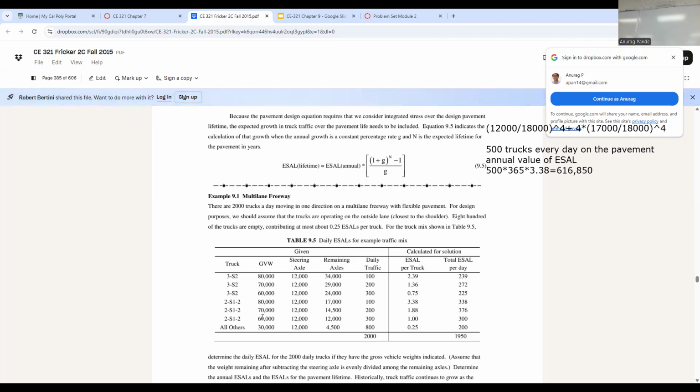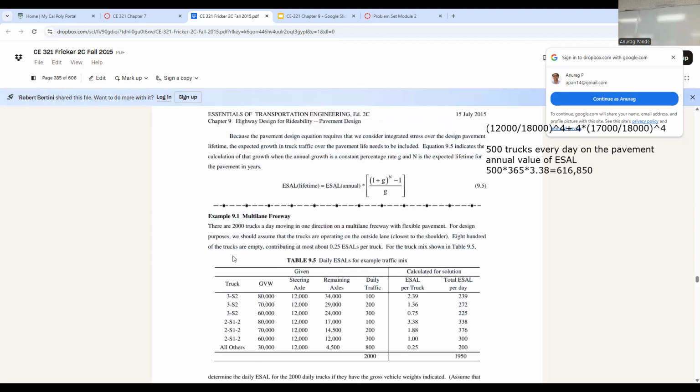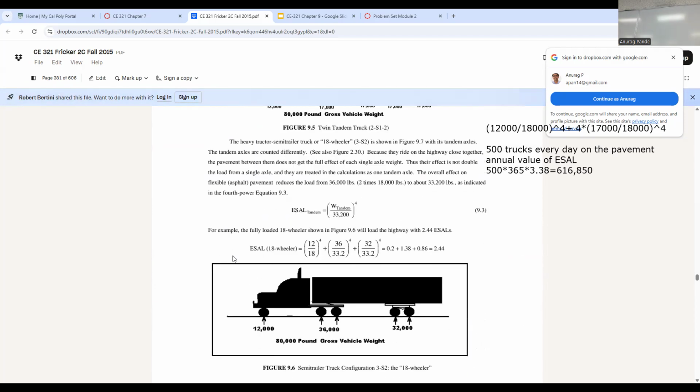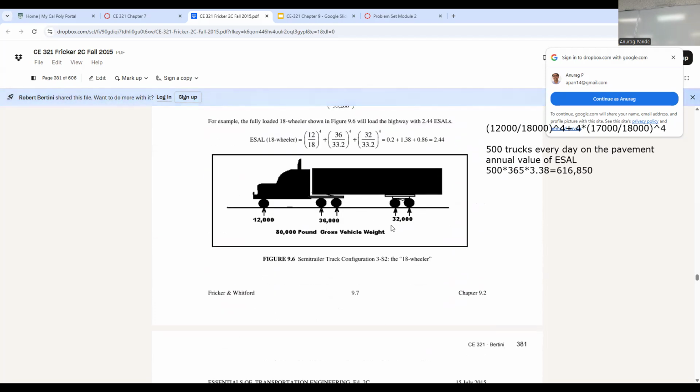So 12,000, and then this one doesn't show you the figure, right? So in the problem, they just show you 3S2 and 2S12. I might give you a table like this, but I'll always show you a picture of what that truck looks like. Okay, so if I give you 3S2, you will know precisely what 3S2 looks like. 3S2 will look like this, right? So this is 2S12, this is 3S2 right here.